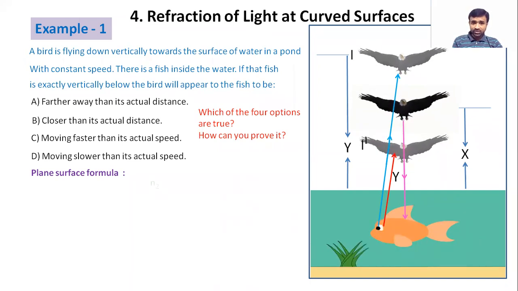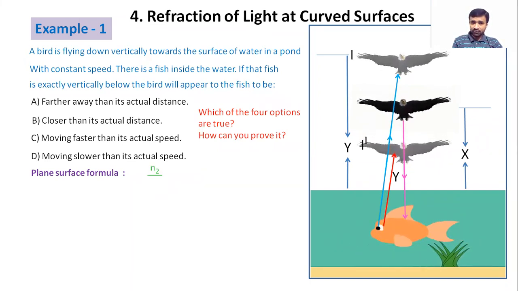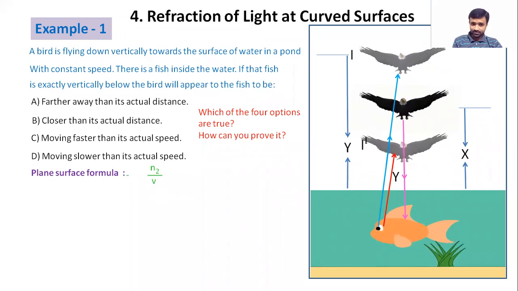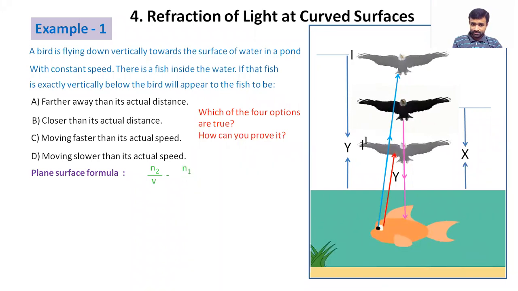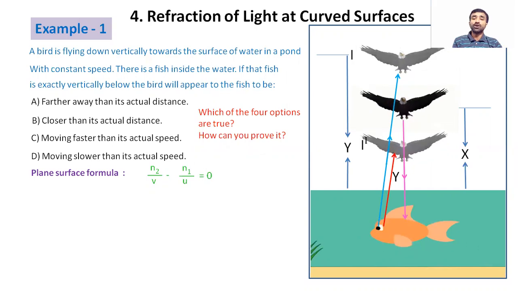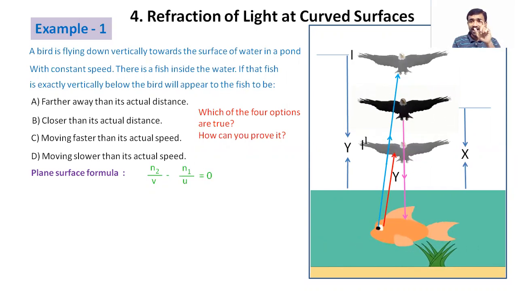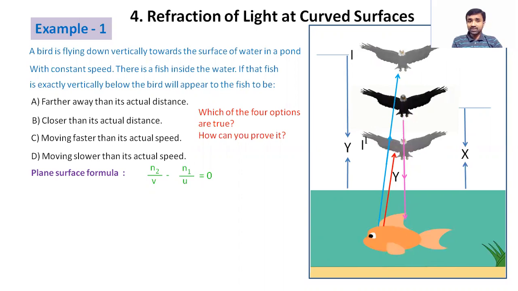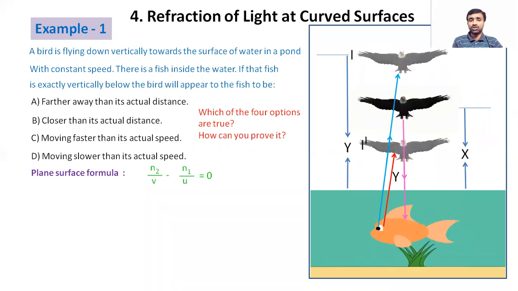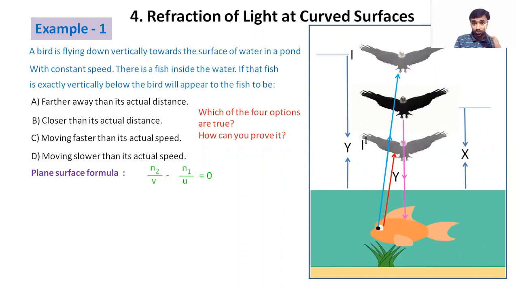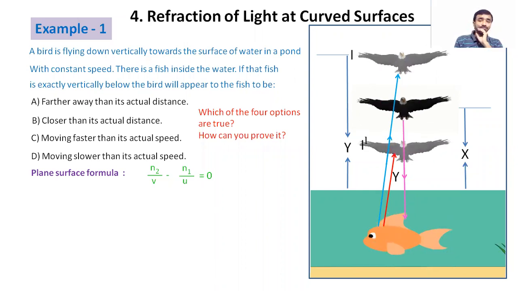N2 by V minus N1 by U is equal to what? Sir, equal to 0. So N2 by V minus N1 by U is equal to 0, because a plane surface has radius infinity, and 1 by infinity is equal to 0. So here we need to know what is N1, what is N2, what is V, and what is U. Can anybody tell me what is N1? Which is considered to be the first medium here?